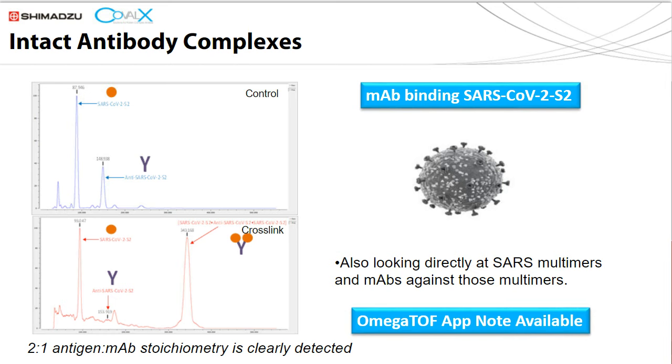What we are able to detect is the depletion of the antibody and a 2-to-1 stoichiometry. So this is a standard MAB with 2 binding sites. So we are able to detect 2 of the SARS-CoV-2 antigens binding directly to the antibody, in this case out at 343 kilodaltons. Again, for this example, there is a note on the OmegaTOF available here on the webinar or from Shimadzu.